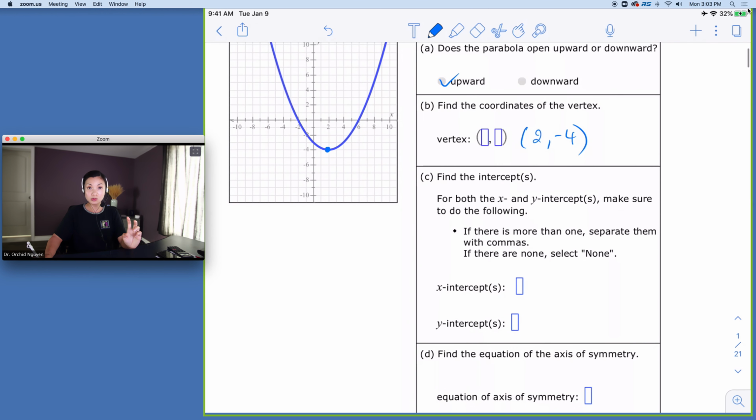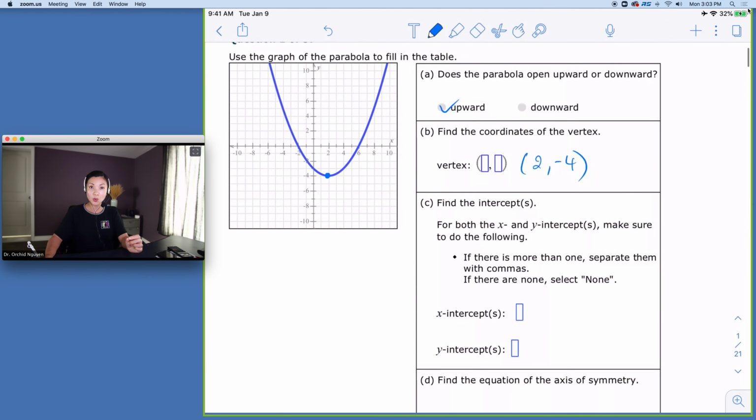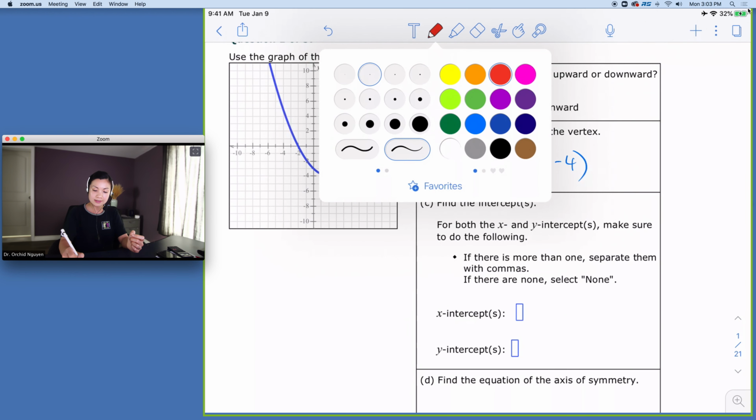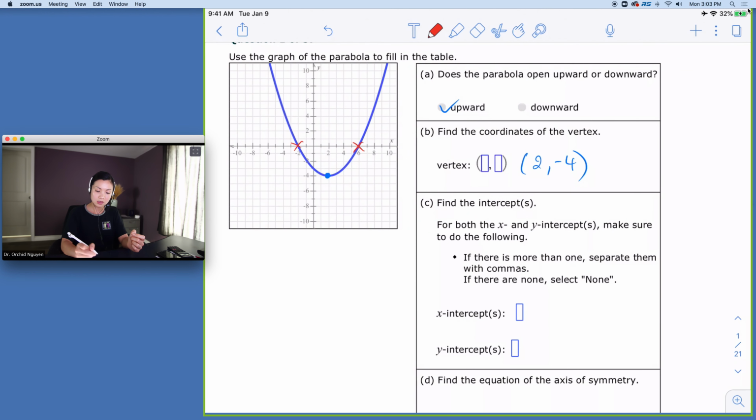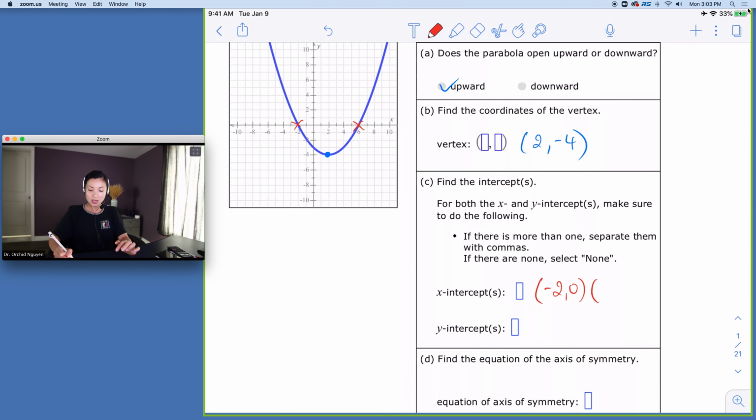Now we need to know the intercepts really well. The x-intercept is the point where the graph crosses the x-axis. In this case it is -2. On ALEKS, they just put -2, but technically you have to put an ordered pair. So it's (-2, 0), and then I have (6, 0). The y-intercept is where the graph crosses the y-axis, which is (0, -3) in this case.